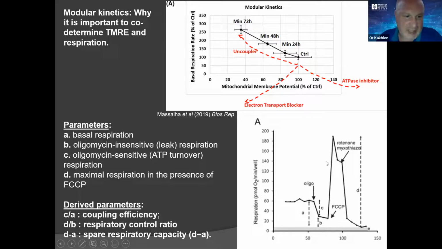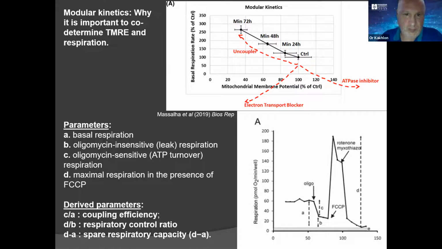And there are several derived parameters. The important ones are C over A, so this is the coupling efficiency, how much of the respiration can be used or exploited to produce ATP. And also we have the respiratory control ratio, so it's the total respiratory capacity divided by the leak. So the more leak you have, the less respiratory control you have. And the spare respiratory capacity, which is D minus A, which means how much energy the mitochondria has to spare. What is the maximal capacity with which it can provide energy?